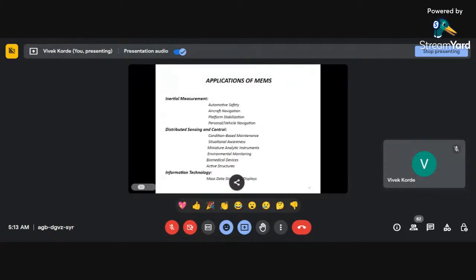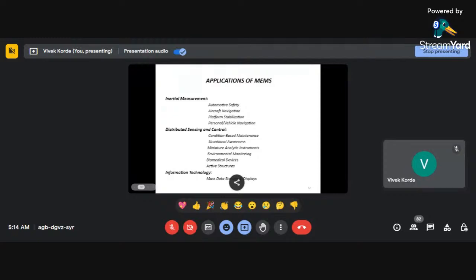Applications of MEMS: inertial measurements, automotive safety, aircraft navigation, then platform stabilization, then personal and vehicle navigation. These are very important now these days as our population is growing day by day. It is becoming necessary that these technologies should be there to monitor these big mobs. Then next is distributed sensing and control, condition based maintenance, situational awareness, then miniature analytic instruments, then environmental monitoring, biomedical devices, and active structures. These can also be sensed or distributed. It is called distributed sensing.